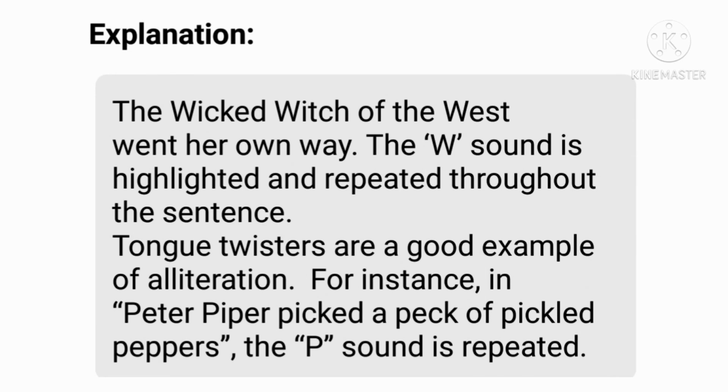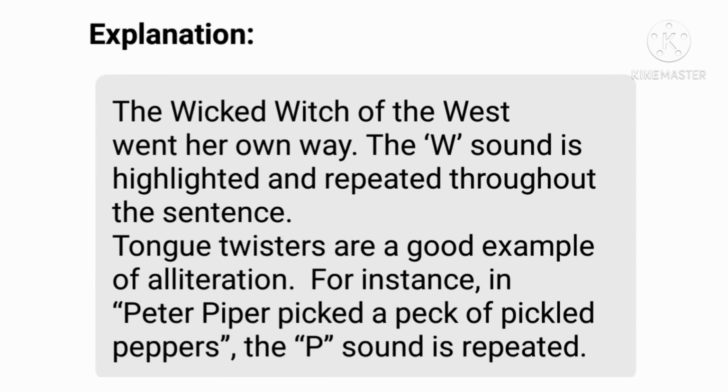Look at the first sentence. The wicked witch of the west went her own way. Here we can see the occurrence of the consonant letter W and its sound at the beginning of closely connected words. Thus, alliteration is being used. You can see W in wicked, witch, west, went, way.